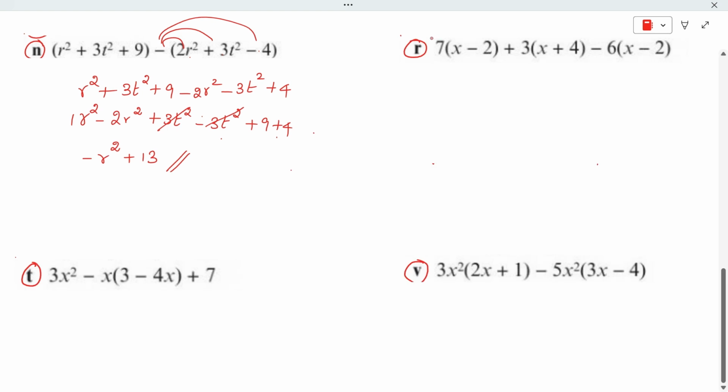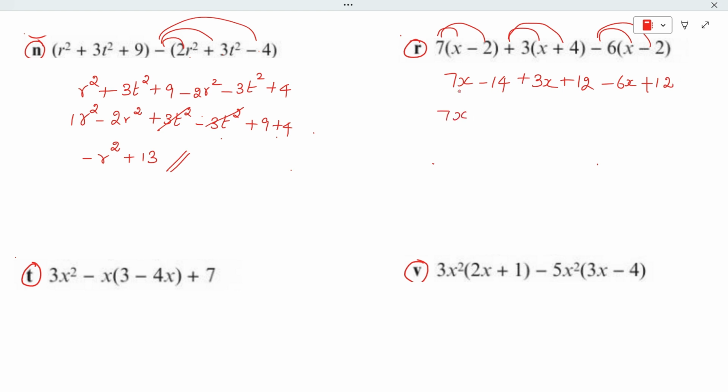Expand the bracket for r. 7 times x is 7x. 7 times minus 2 is minus 14. Plus 3 times x is plus 3x. Plus 3 times plus 4 is plus 12. Minus 6 times x is minus 6x. Minus 6 times minus 2 is plus 12. Now rearrange all the like terms with the signs: 7x plus 3x minus 6x, and rearrange all the constants: minus 14 plus 12 and plus 12, right?